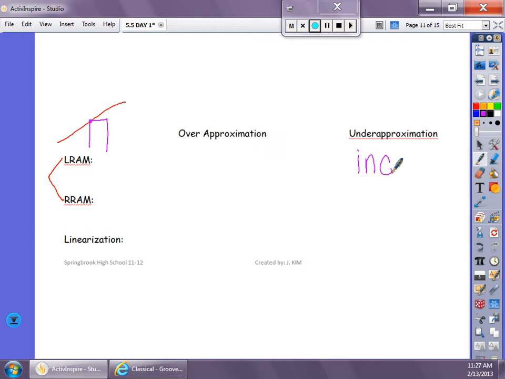The LRAM would be an over approximation when it decreases. If you don't believe me, draw a decreasing curve, draw an LRAM. It's definitely going to be underneath. Or sorry, over. All right, next one, RRAM. So I do the same exact thing. I'm going to just draw an increasing curve and one rectangle that's to the right. Just one. That's enough for me to know. So now I know over approximation happens when the function increases. Obviously then, this one has to be decreasing.